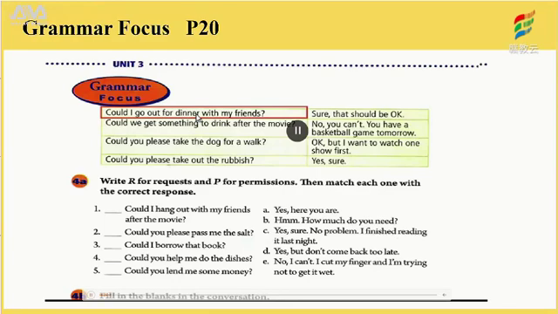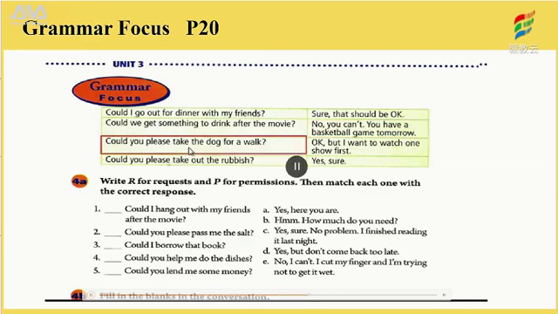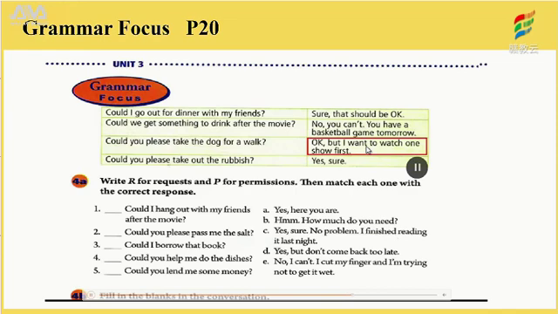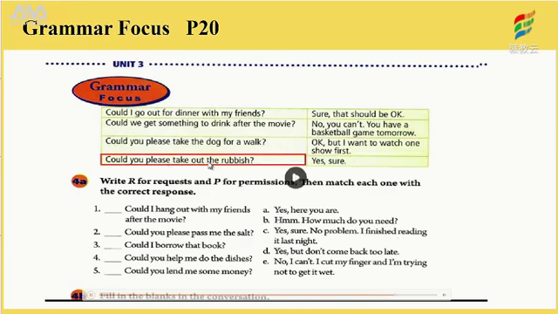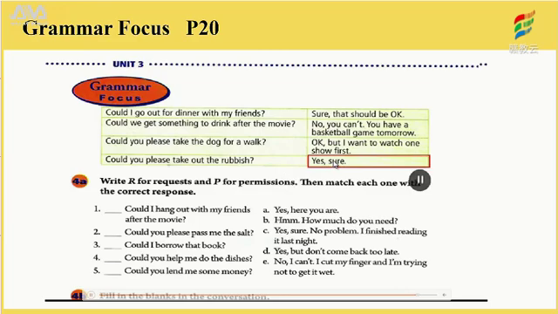Could I go out for dinner with my friends? Sure, that should be okay. Could we get something to drink after the movie? No, you can't. You have a basketball game tomorrow. Could you please take the dog for a walk? Okay, but I want to watch one show first. Could you please take out the rubbish? Yes, sure.